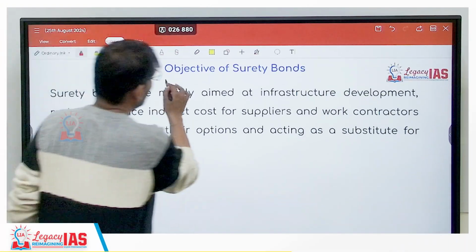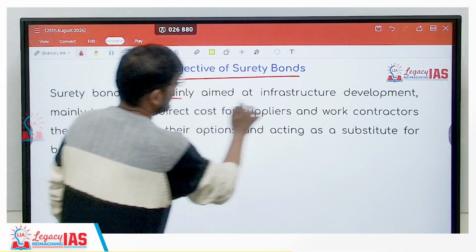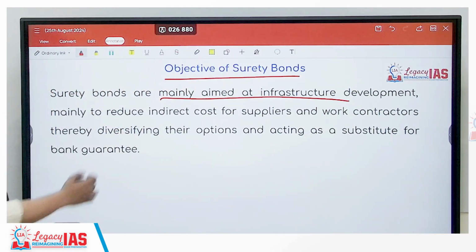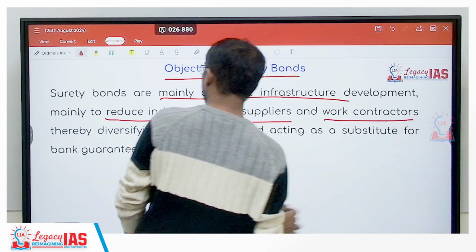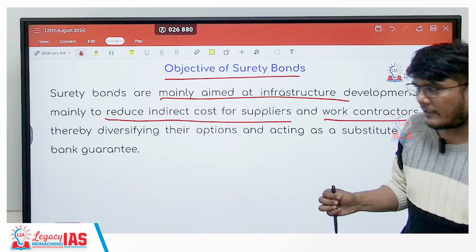Now, what is the objective of the surety bond? It is very clear. Of course, it is mainly aimed at infrastructure development projects, but it is to mitigate the risk, and to reduce the indirect cost of suppliers and work contractors is another, let's say, objective. So it reduces the risk.